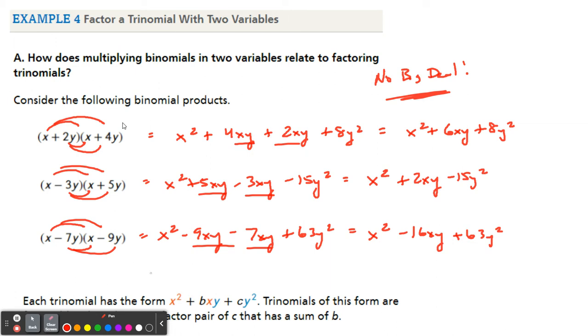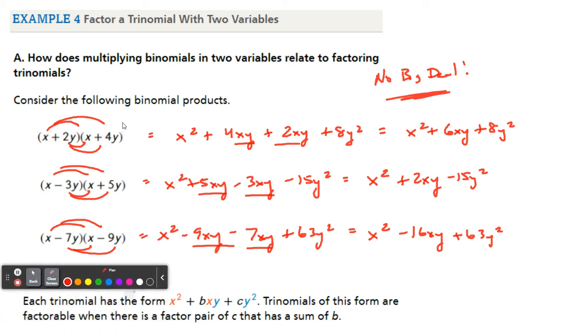So again, it is no big deal. As it says, in this formula, you're still looking for a factor pair of c that has a sum of b. No big deal at all. Don't let a second variable throw you for a loop. It shouldn't. It really shouldn't.